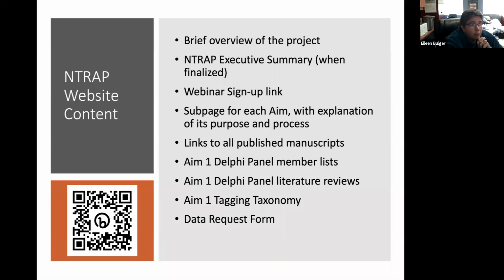There's a subpage for each aim of the project that explains how it was done. There's a link to all the published manuscripts. There are links to who was on the Delphi panels, if you want to get a sense of the level of expertise of the participants. The strategy that we use to tag all the questions is clearly described, along with what's called the taxonomy, which is basically our data dictionary, and then a data request form. Next slide.